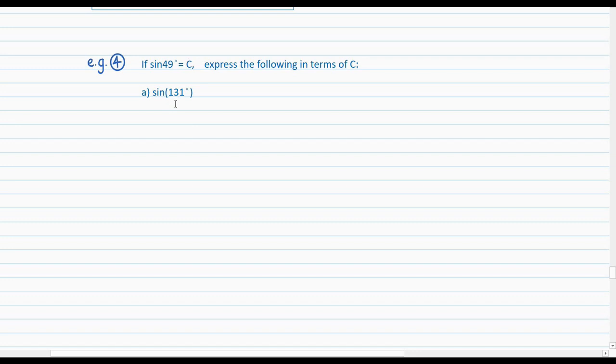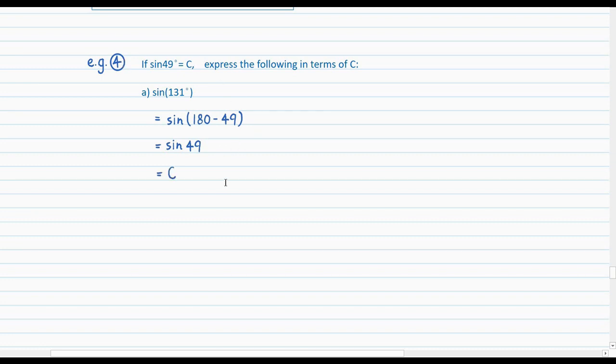So here we can tell that 131 is pretty close to 180, so rewrite this in terms of 180. So 131 is just 180 minus 49. And the 180 minus rule is for the second quadrant. And from ASTC, we know that in the second quadrant, sine is positive. Therefore, this would just be equal to sine of 49, which is just the same as c.